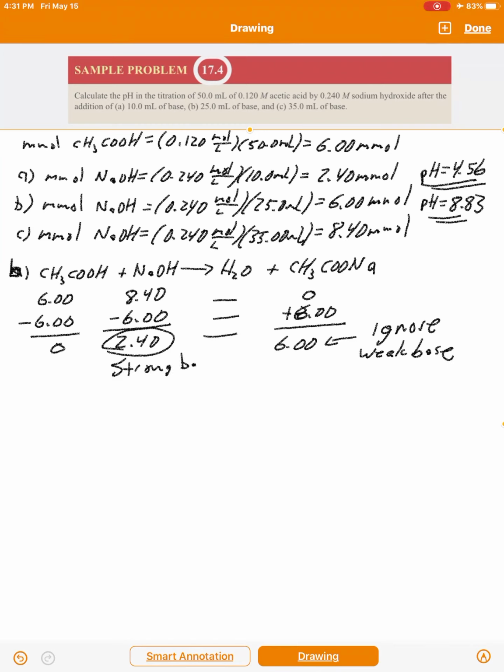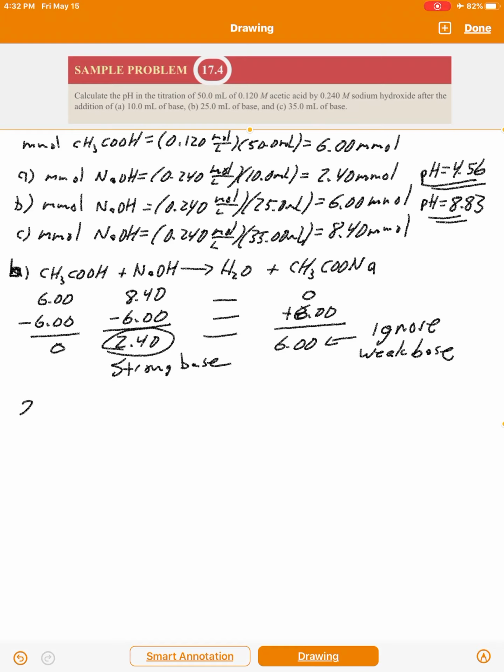Unless the strong base is such a small concentration that the weak base is a higher concentration, significantly higher. Now, it's true the weak base here is a higher concentration. There's 6 millimoles of that and only 2.4 of the strong base. But that's not a big enough difference to make much of an effect on the pH. So we're just going to deal with the strong base.